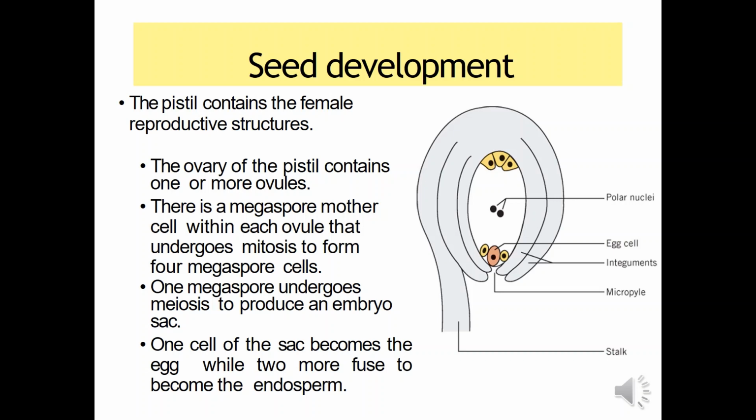In the ovary, they may consist of one or more ovules. So this illustration is about one ovule.